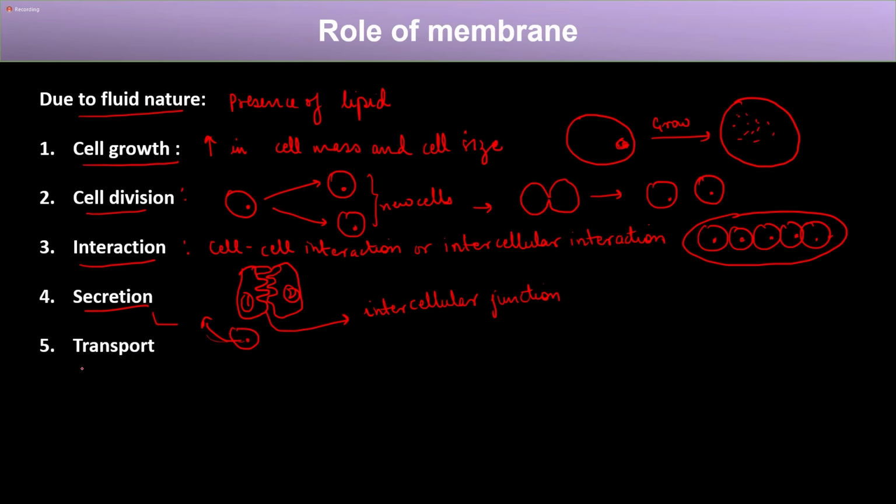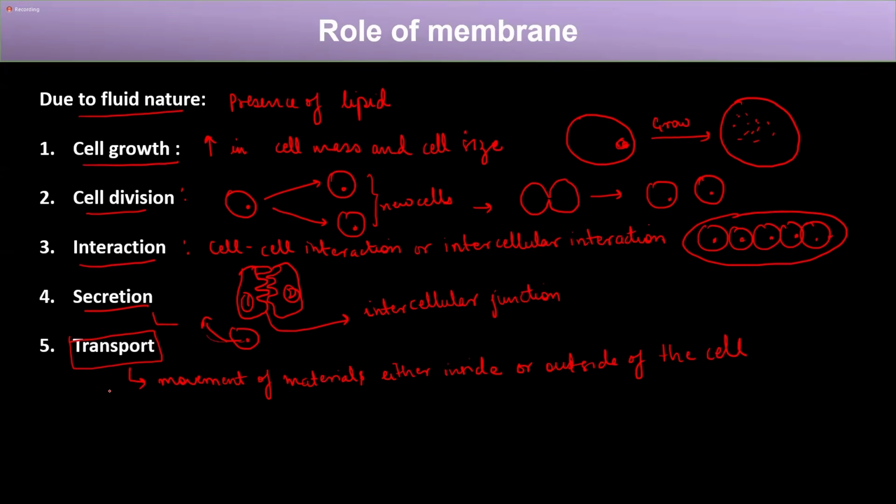And the next is transport. One of the major functions of a plasma membrane is transportation. So what is transportation? It is basically movement of materials either inside or outside of the cell. And this is one of the major functions of a plasma membrane.